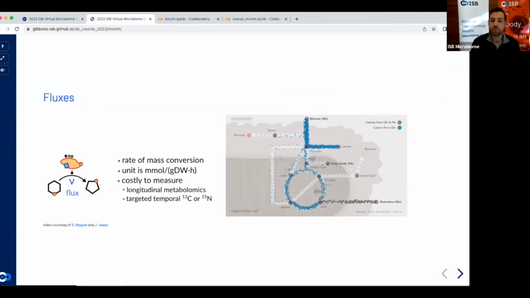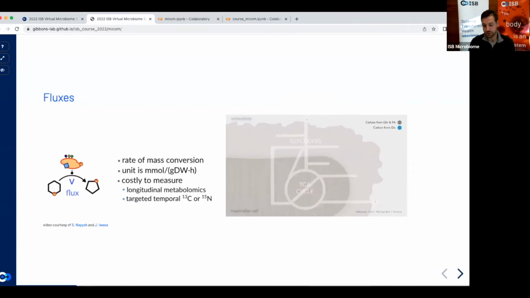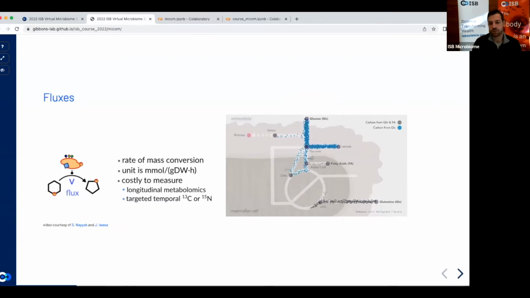There is, of course, a problem with measuring fluxes, as there always is. And that problem is that they can be very costly and laborious to measure. One thing we could do is longitudinal metabolomics, wherein we take metabolic abundance measurements at consecutive time points, and then use those measurements in order to calculate a rate of conversion between the time points. But this takes a lot of effort, is fairly expensive, and is only limited to those metabolites that are included in our metabolomic panel.